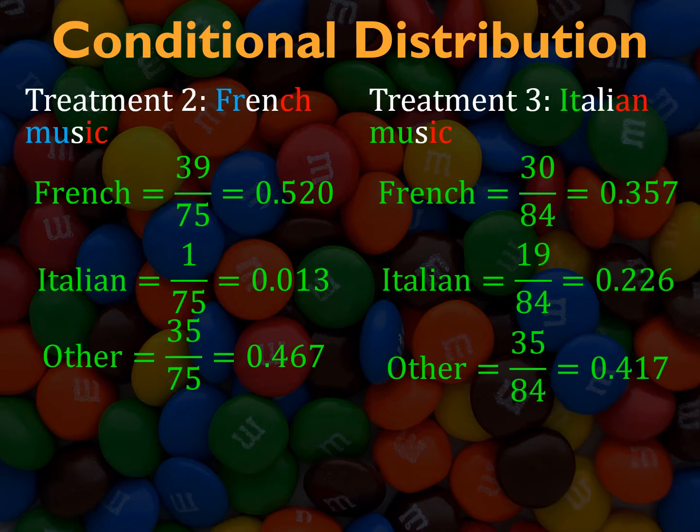For French music, 39 out of 75 bottles purchased were French, for 0.52. Italian, only 1 out of 75 bottles were Italian, 0.013, and other was 35 out of 75. For Italian music, 30 out of the 84 bottles were French, 19 out of 84 were Italian, and 35 out of 84 were other. And you can see the decimal proportions for each type of wine, for each type of music.